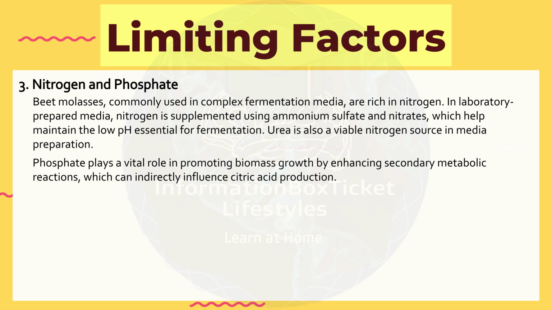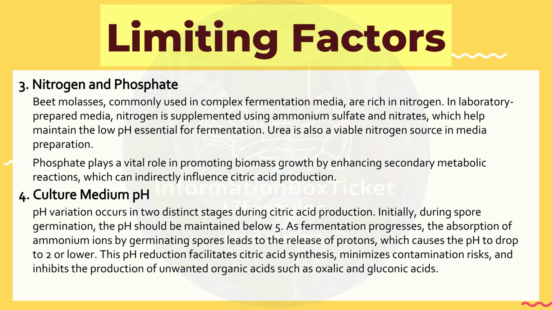Phosphate plays a vital role in promoting biomass growth by enhancing secondary metabolic reactions, which can indirectly influence citric acid production. Fourth, culture medium pH. pH variation occurs in two distinct stages during citric acid production. Initially, during spore germination, the pH should be maintained below 5. As fermentation progresses, the absorption of ammonium ions by germinating spores leads to the release of protons, which causes the pH to drop to 2 or lower.